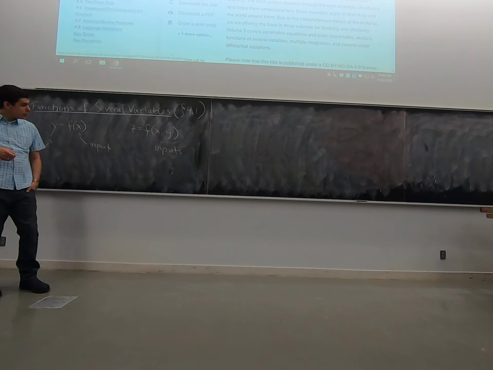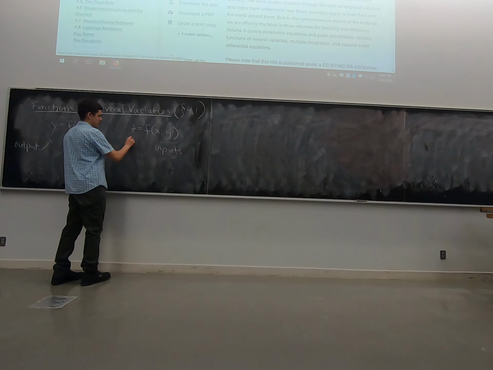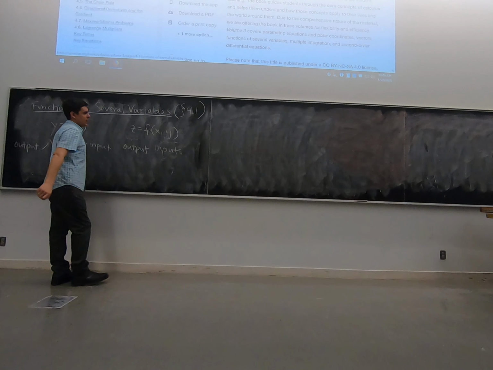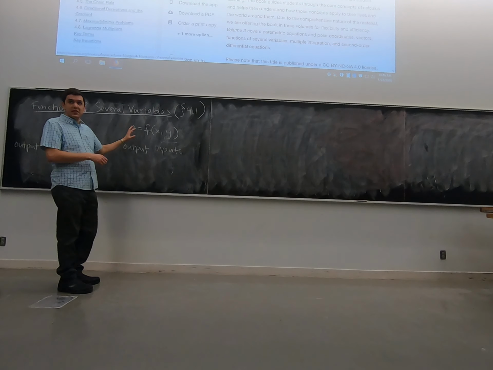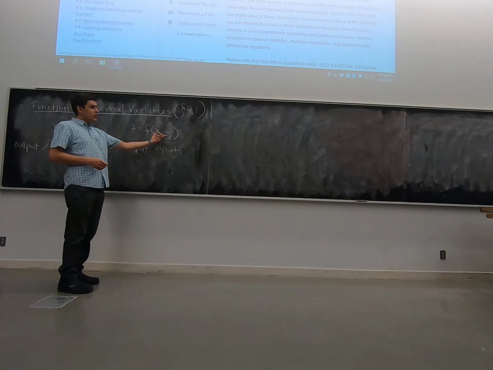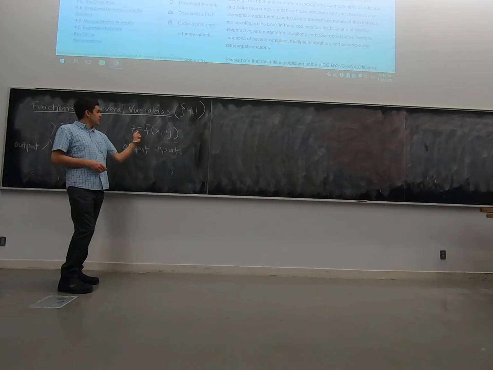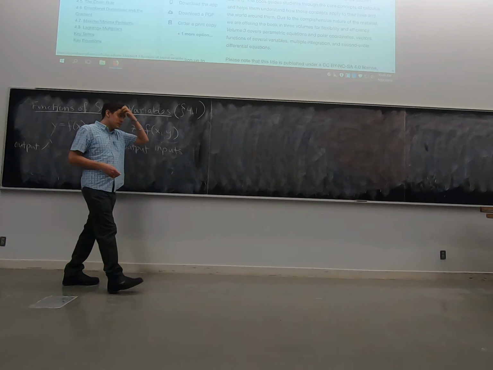A couple inputs, and one output. So we plug in x and y, and we'll get out z. Okay. This suggests a natural way to graph these things as well. Right? We've got our point, the plane, and then we've got our height above the plane.